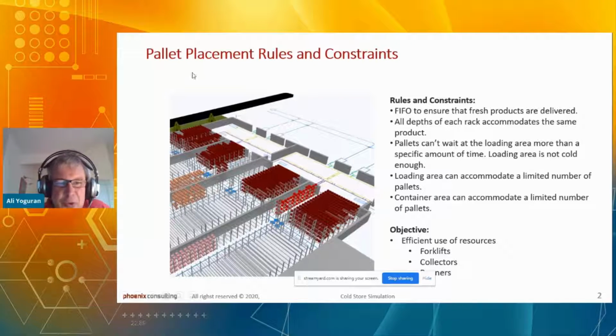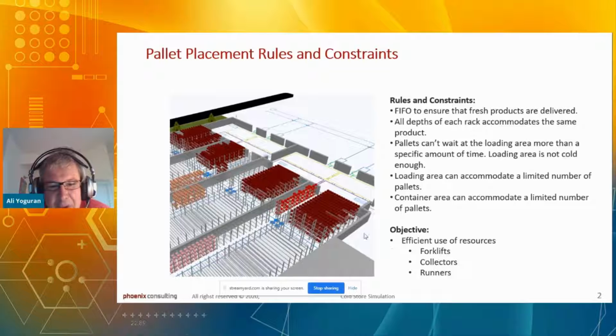So within all these constraints, we were trying to find out the optimal resources: the forklifts, which travel between the racks and do the loading and unloading, and the collectors, the people who assemble mixed pallets here, which means you bring several pallets here and make a new pallet, and you have to complete it in a certain amount of time. And we have runners. A runner is a machine which enables loading and offloading these depths of the racks. So this was the problem.